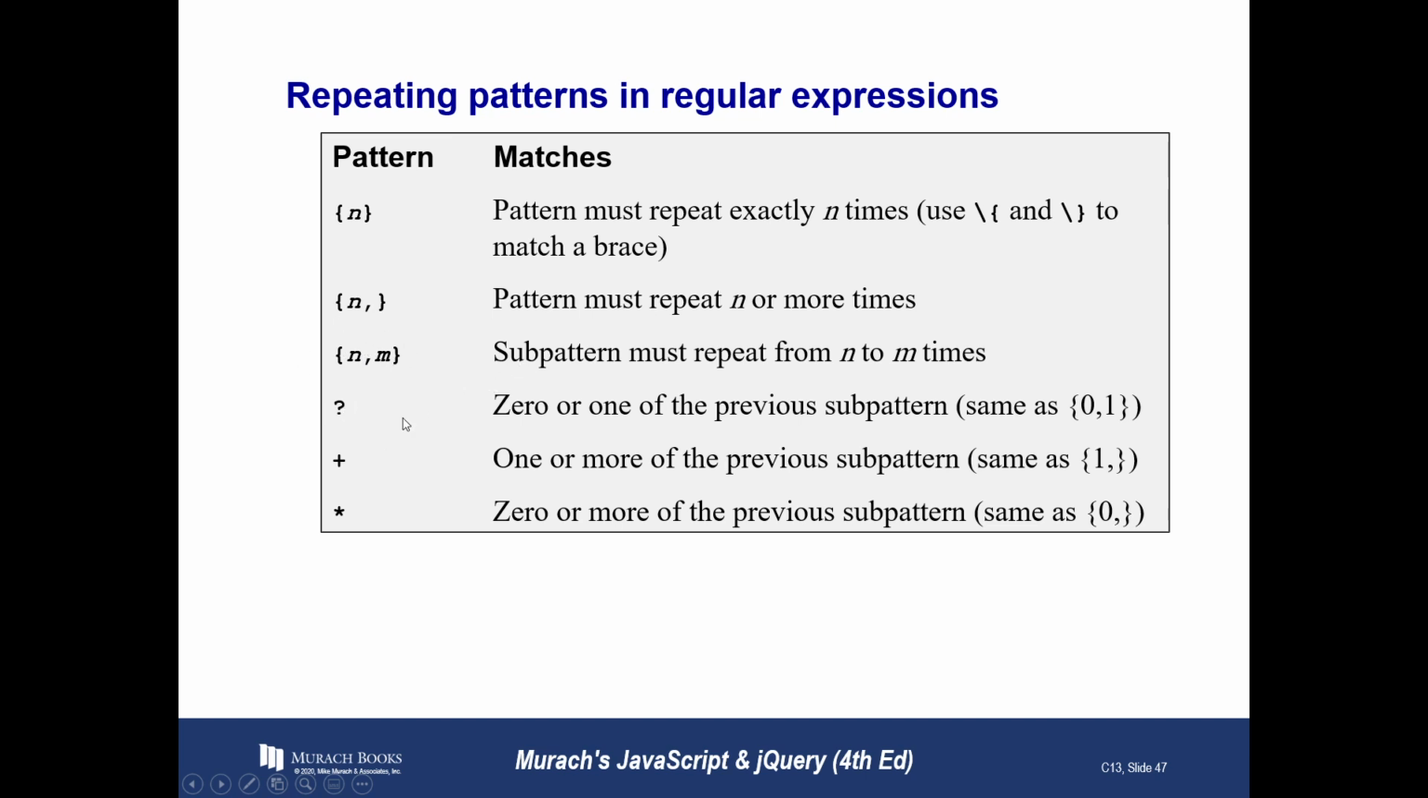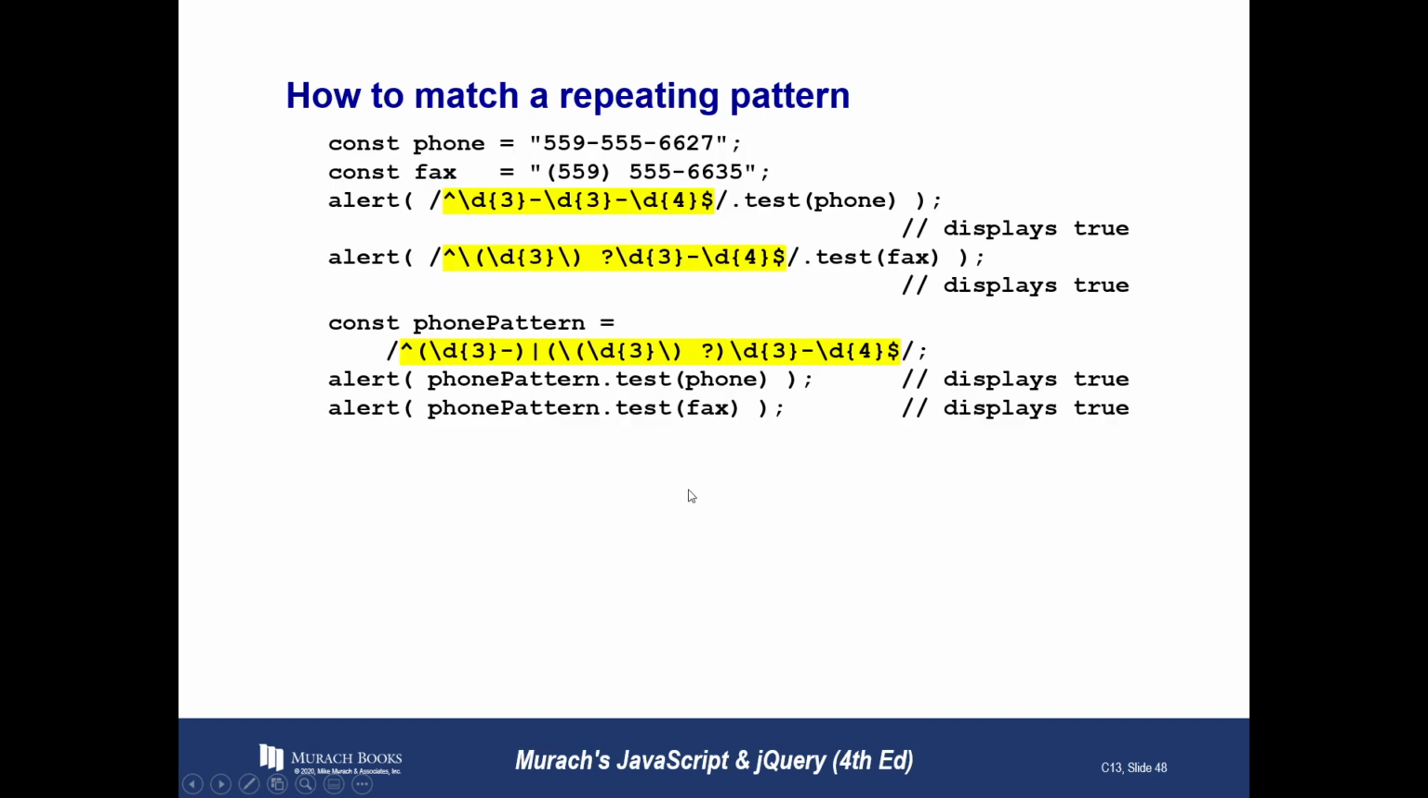When we have a question mark, this means 0 or 1. So either it doesn't exist or 1 time. And you can also represent it with this one. When we have a plus, it means 1 or more. When we have a star, it means 0 or more. Let's look at some examples.